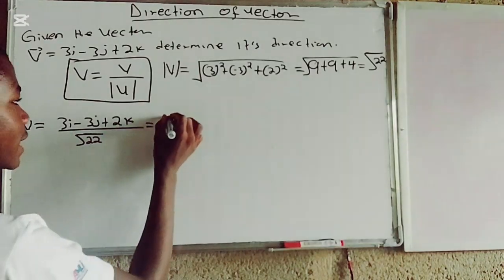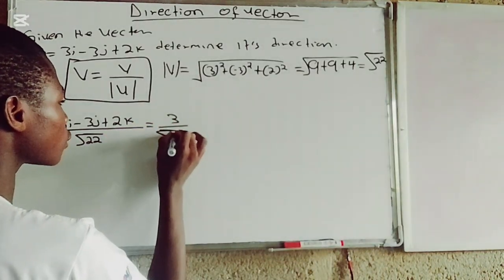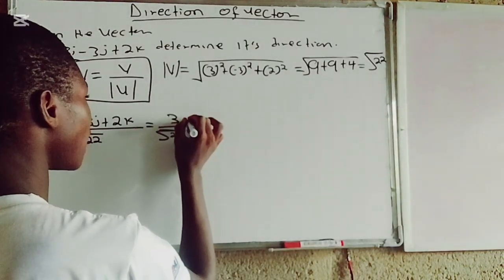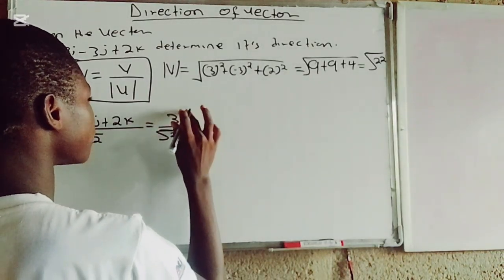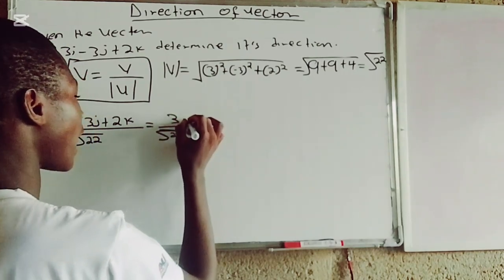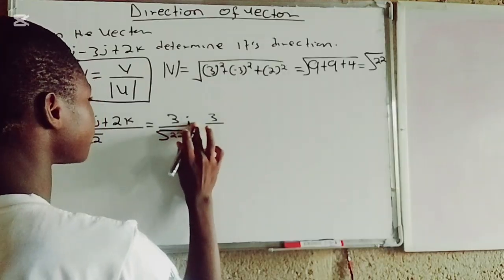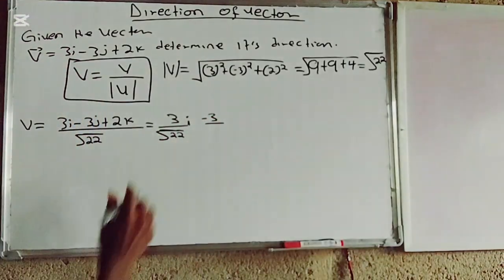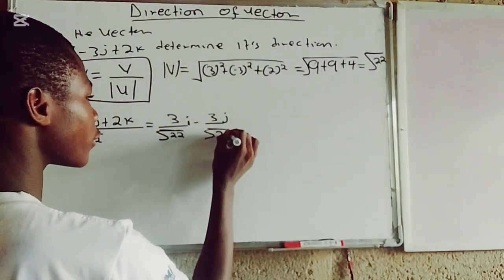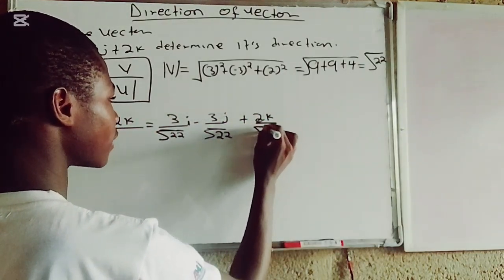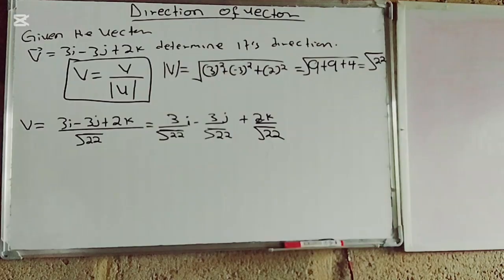So this is the same thing as 3 divided by root of 22, and therefore minus 3 divided by root of 22 j, and plus 2k divided by root of 22. So this is the direction of this vector. So we have the direction.